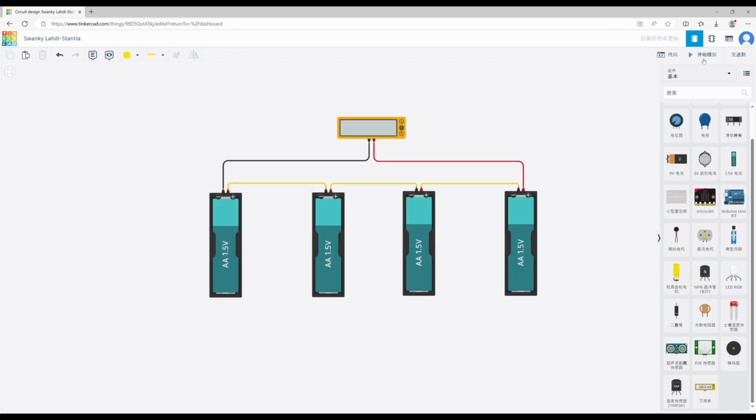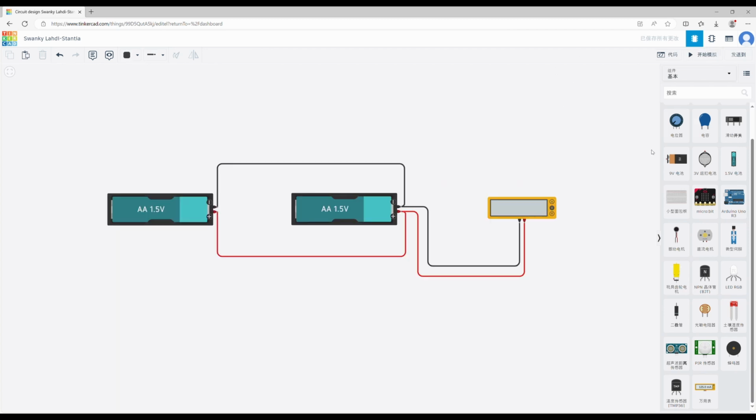When cells are connected in series, the total voltage of the battery pack is the sum of the voltages of all the individual cells. When batteries are connected in parallel, the capacity of the battery pack is increased, but the voltage is the same as that of the individual batteries. Note that only cells with the same voltage can be connected in parallel.